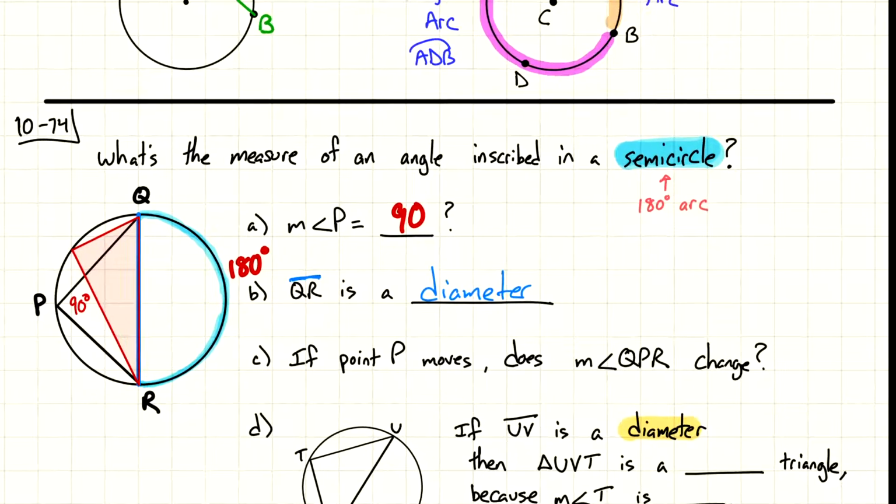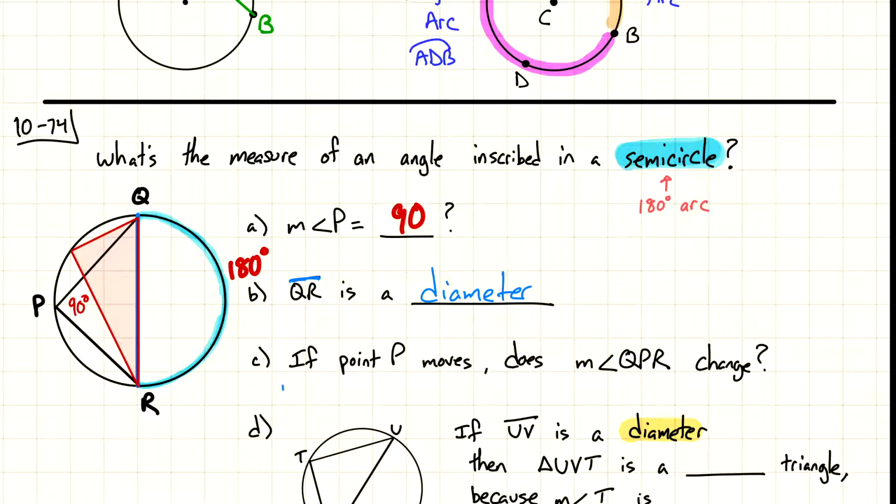All right, so let me prompt you there. I think this is a good question. If point P moves, right? If I move point P, let's say this is point P, does this angle change? Is this angle the same as this angle, or is it a different measurement? You let me know. Does it change? Yes or no is fine on this one.